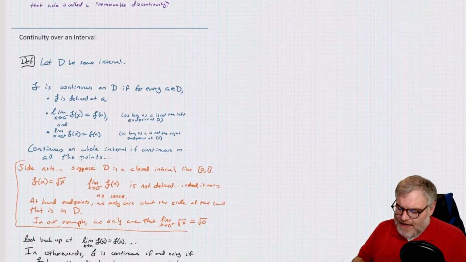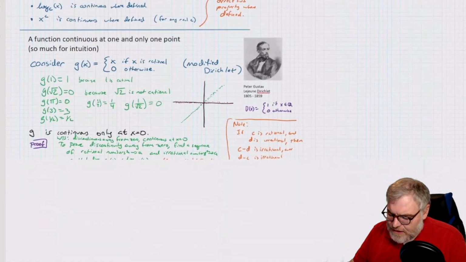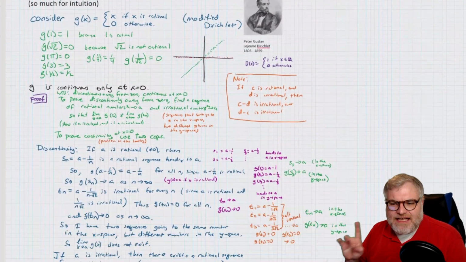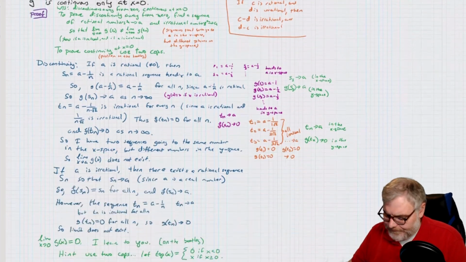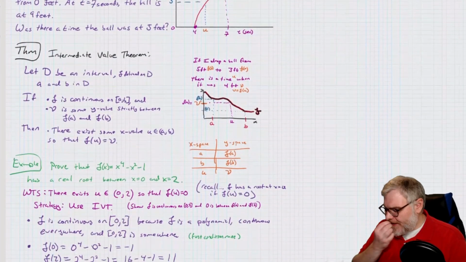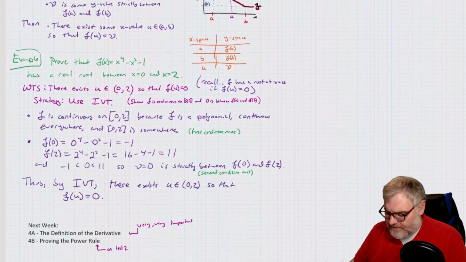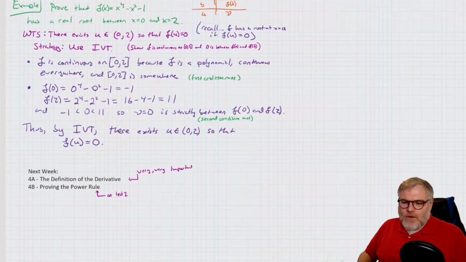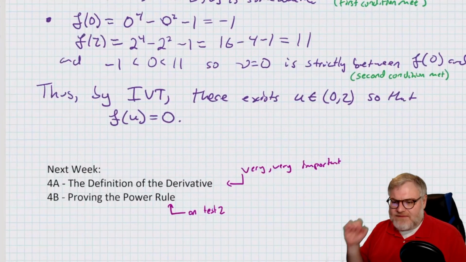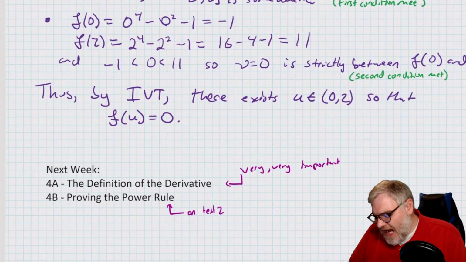Then we talked about continuity over an interval, and I had this crazy function that was continuous at exactly one point. Then we talked about the intermediate value theorem and how you prove things using it. Next week, we're going to do the definition of the derivative. That's very, very important. And then we're also going to, for 4b, prove the power rule.